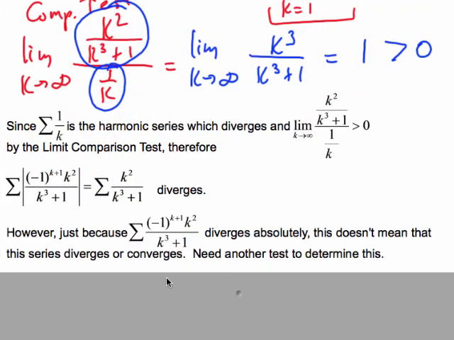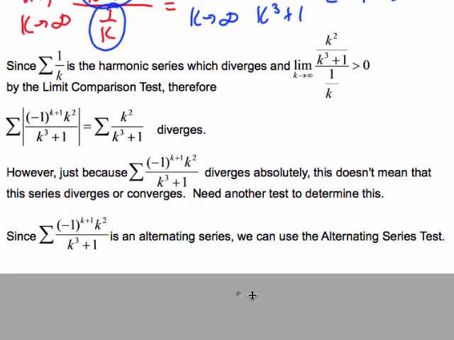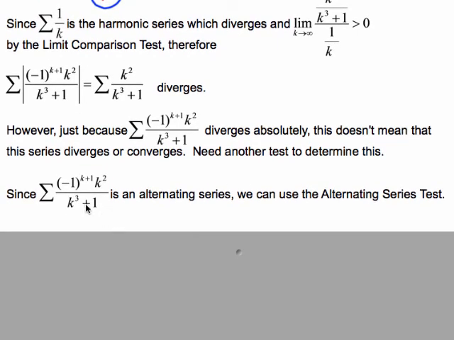Now we need to be careful, because just because my series diverges absolutely doesn't mean that my original series diverges, or converges for that matter. We need another test to determine that. So we need to go back to our original series and test it. It turns out we actually will need to use the alternating series test on this series, since that's the only way we know how to test a series of this type.